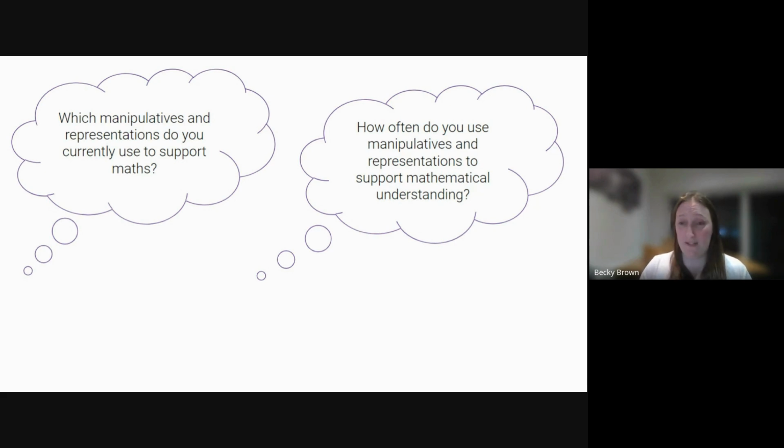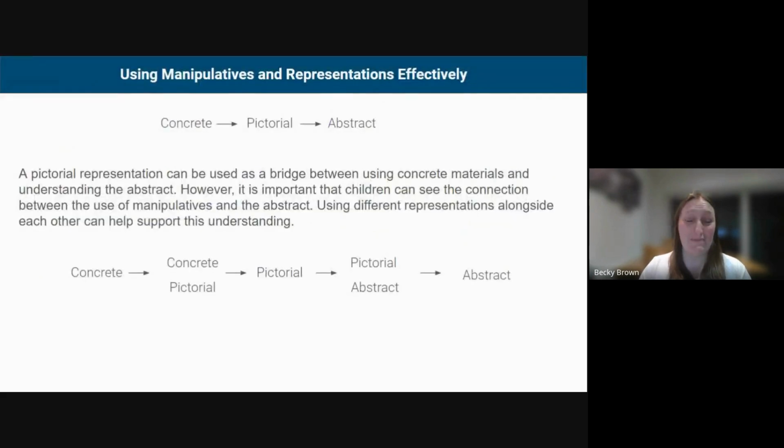It's a really good place to start, which brings me really nicely onto the next bit then. Keep your ideas coming, by the way, because I will go back and look at the chat. When we first started talking about the CPA approach, which was quite a long time ago now in schools, it very much felt like we were starting with the concrete, and then we were doing the pictures, and then we were moving to the abstract.